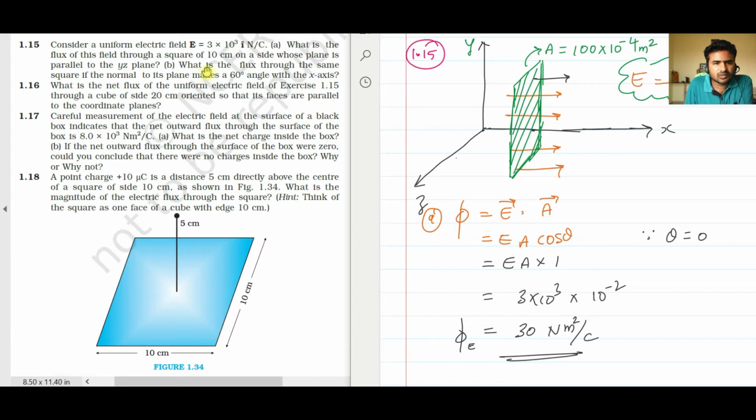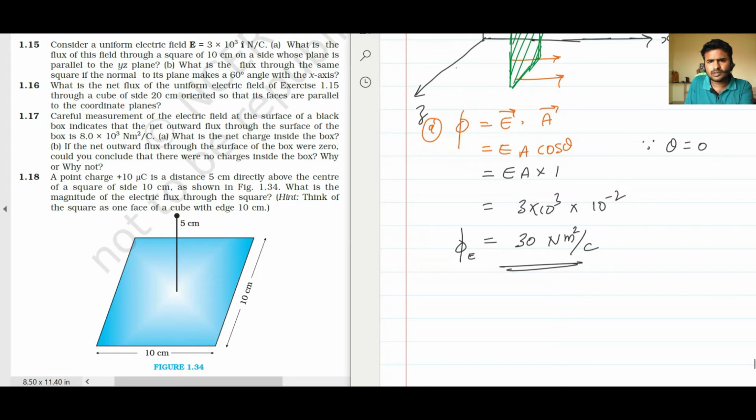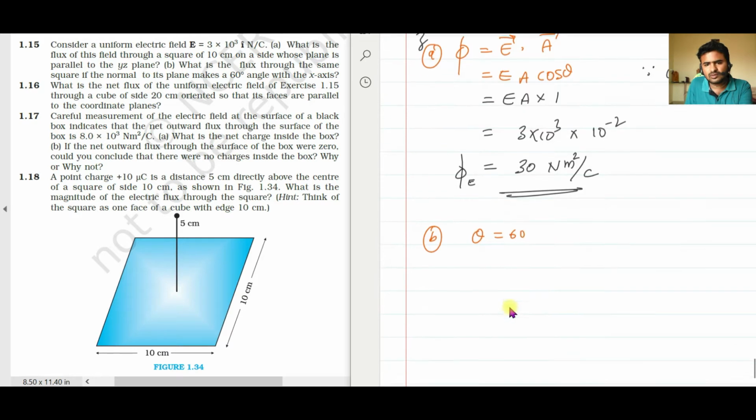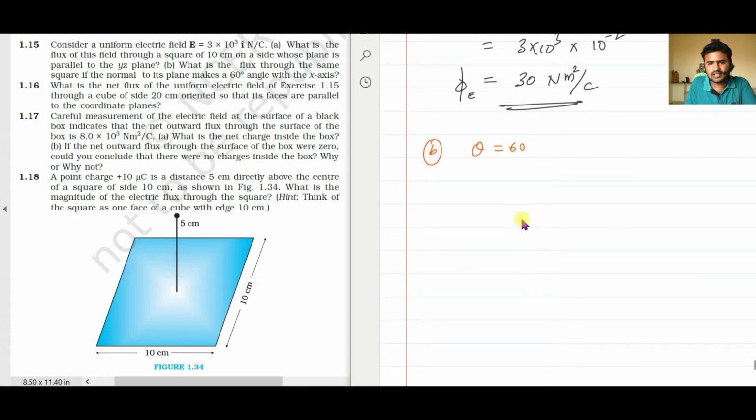Sub question B asks what is the flux through the same square if the normal to its plane makes an angle of 60 degree with the x-axis. Let me draw the same diagram. Here theta is 60 degree. You have the electric field along the positive x direction, that is my x-axis, that is my y-axis and that is my z-axis. Now the normal to this plane makes an angle of 60 degree with the x-axis.